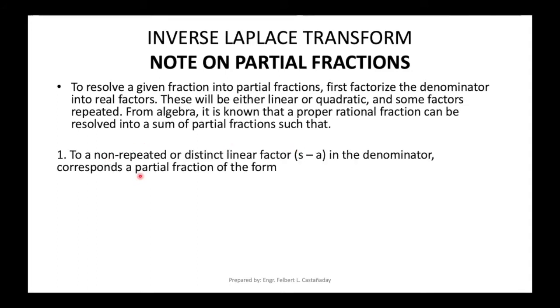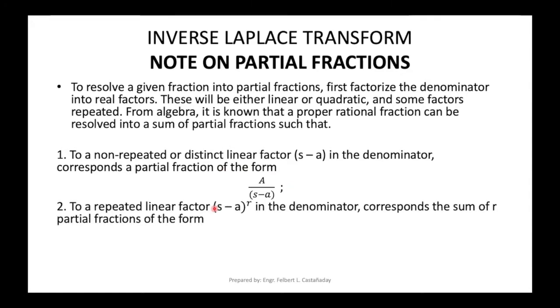First is a non-repeated or distinct linear factor that you can see in the denominator. It corresponds to a partial fraction of the form A over that distinct factor, which is s minus a. If there are two distinct factors like s minus a times s minus b, then you simply add these partial fractions like A over s minus a plus B over s minus b, or whatever that factor is, as long as it is a distinct linear factor. If three distinct factors, then you add the three partial fractions, non-repeated.